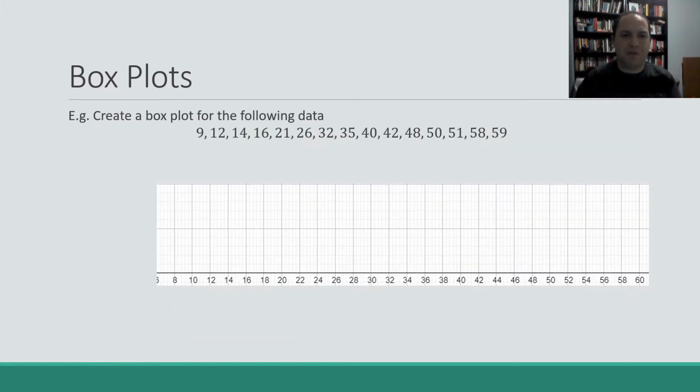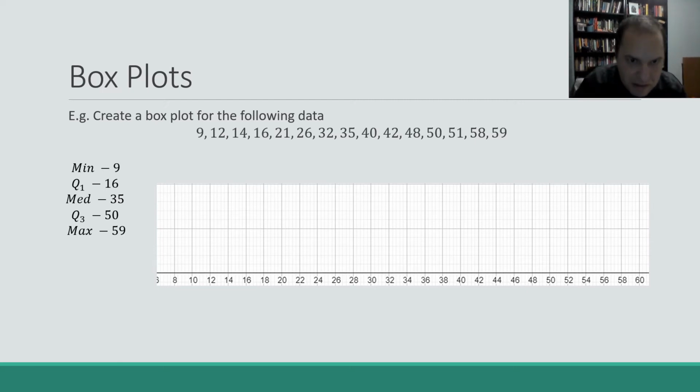Alright, so we have to create a box plot for the following data. So students, you might recognize this is the data from our previous lesson looking at the 5-number summary. So we can just fill those in there. And then we can just plot our points on our number line there. So you would plot a 9 for the minimum, quarter 1 at 16, median at 35, which will be up here, third quartile at 50, and then maximum at 59, which will be up here.